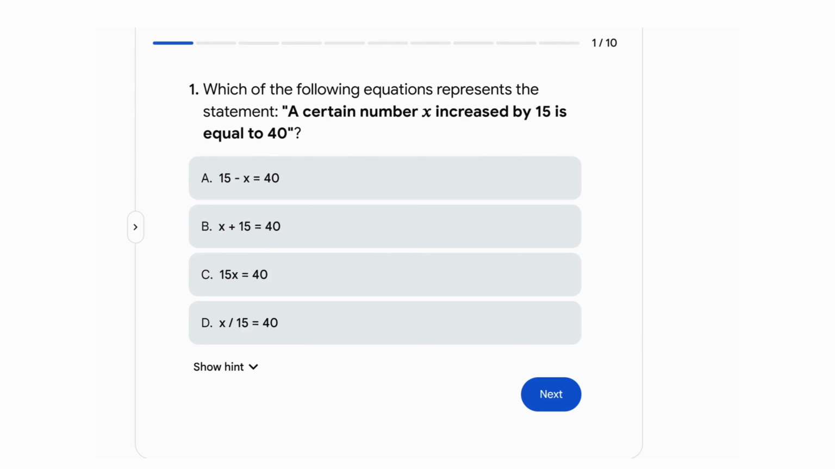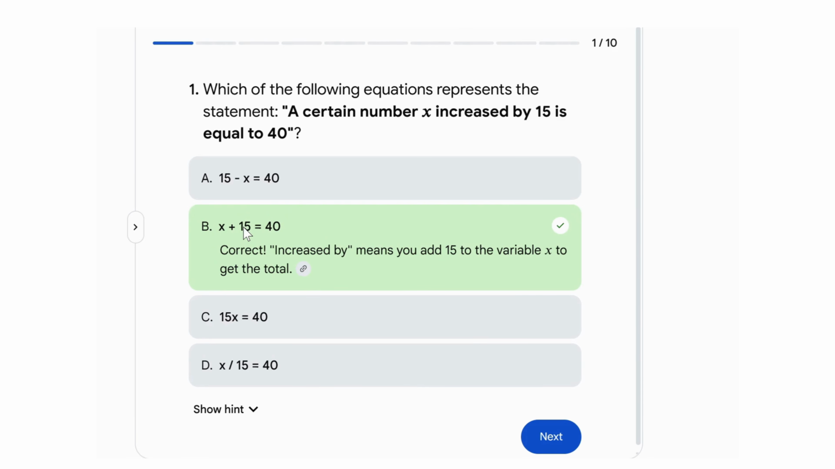Which of the following equations represents the statement: a certain number x is increased by 15, then it equals 40? X plus 15 equals 40. That is B. That's very correct.